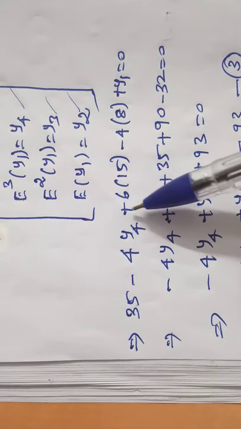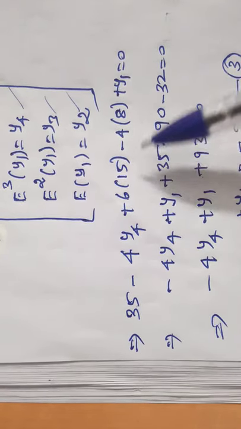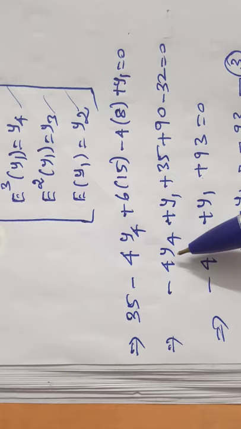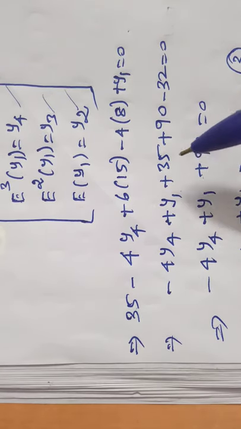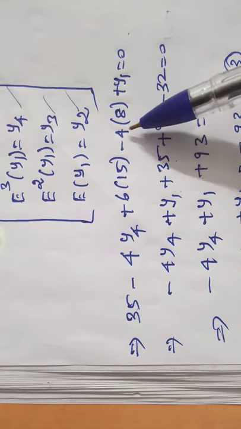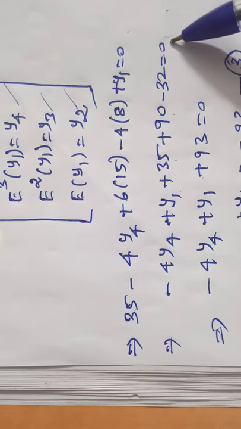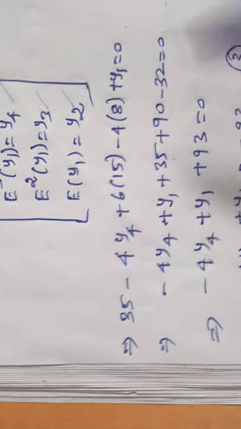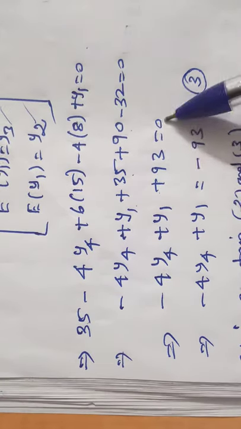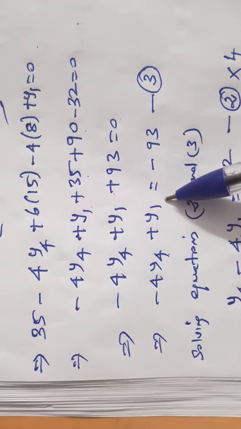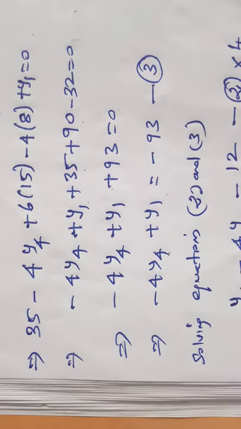So the first value, y5 value, is 35, minus 4 into y4, plus 6 into 15, minus 4 into 8, plus y1 equal to 0. Which implies 35 minus 4 y4 plus y1, 6 into 15 is 90, minus 4 into 8, 32, equal to 0. So minus 4 y4 plus y1 plus 93 equal to 0, which implies minus 4 y4 plus y1 equal to minus 93, which is equation number 3.